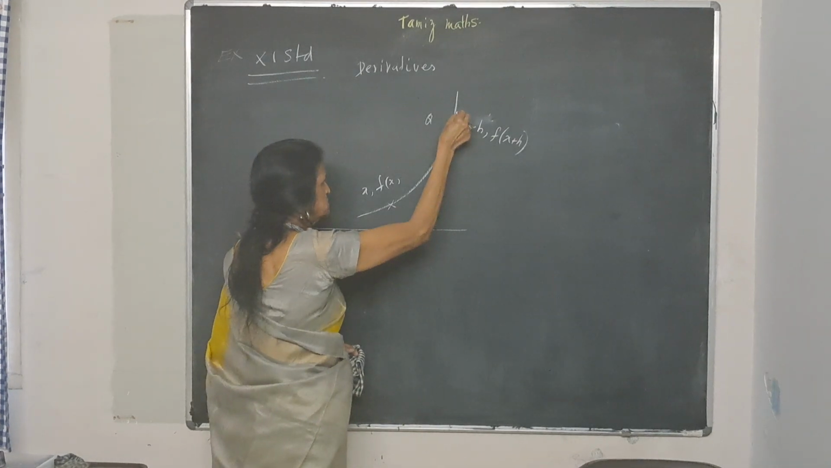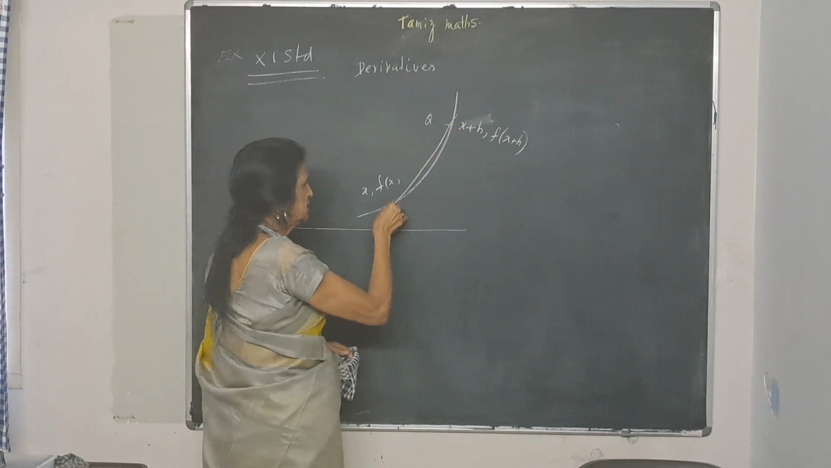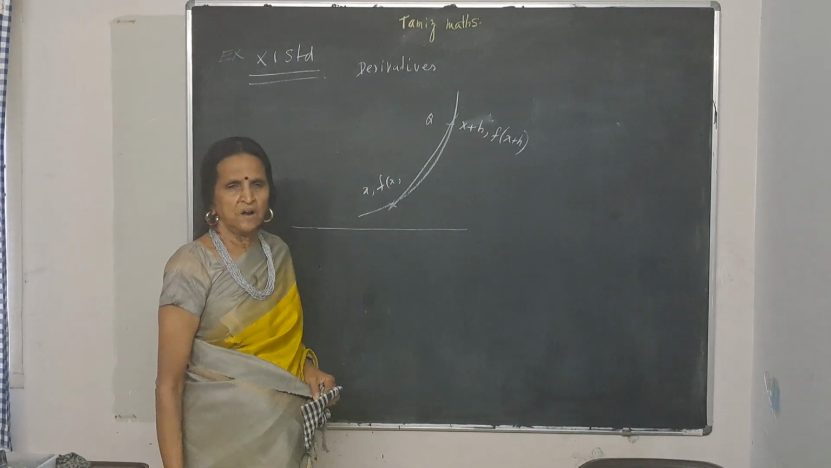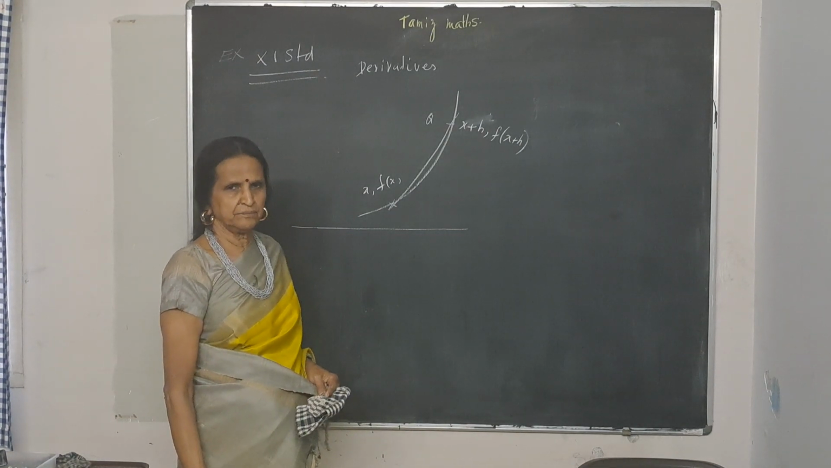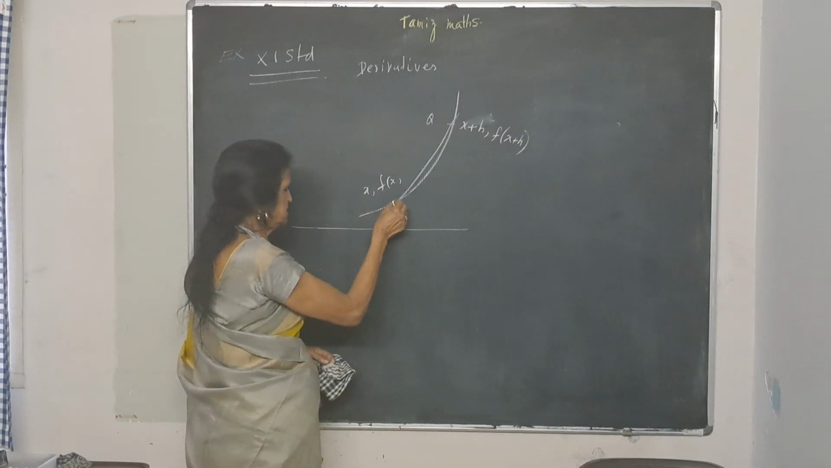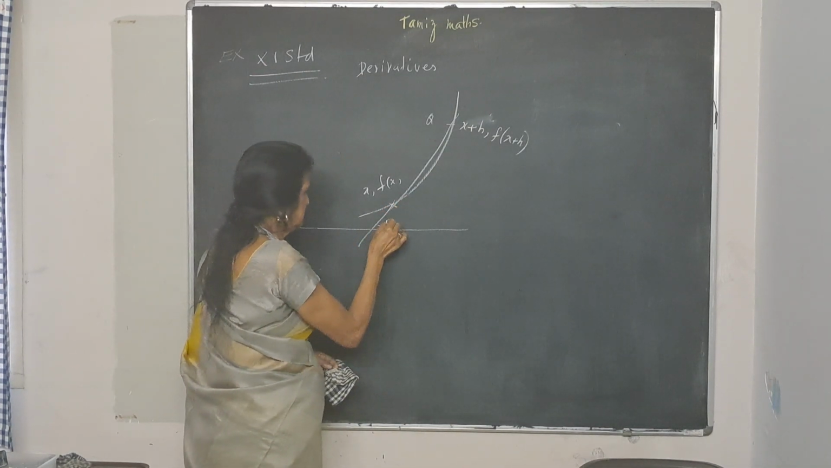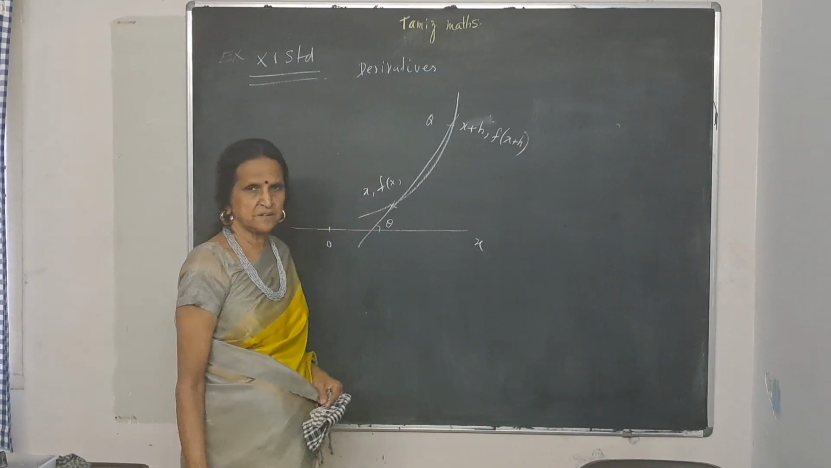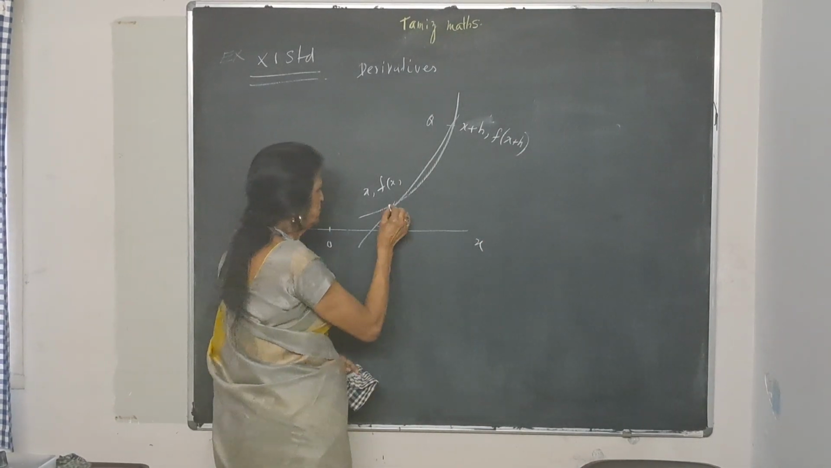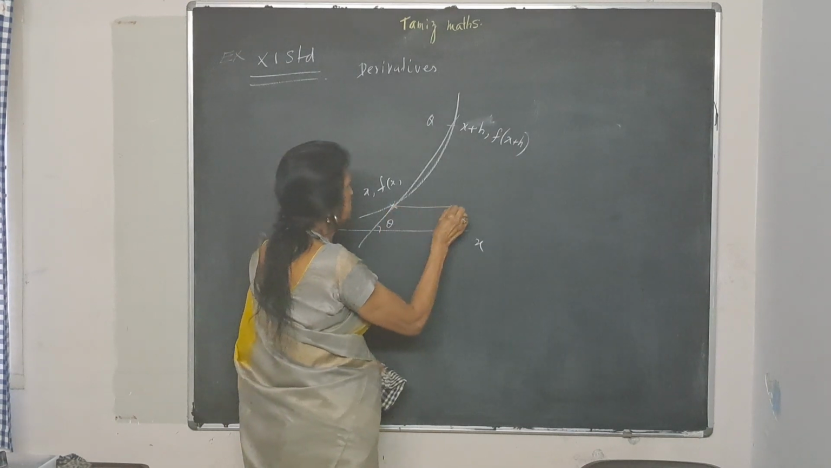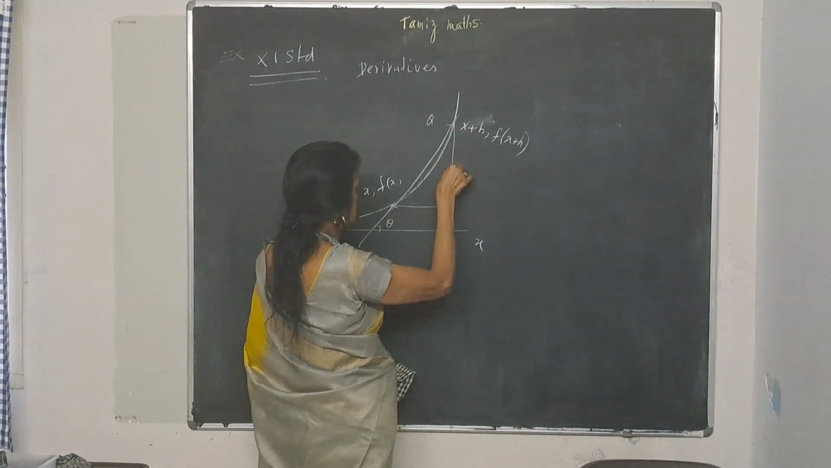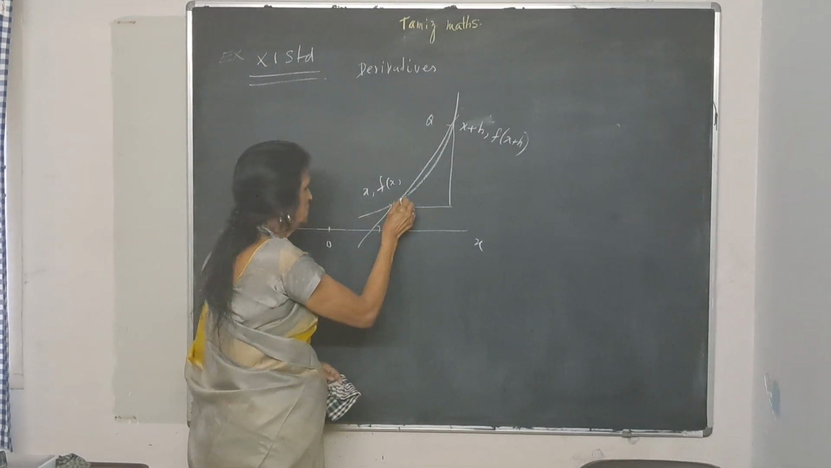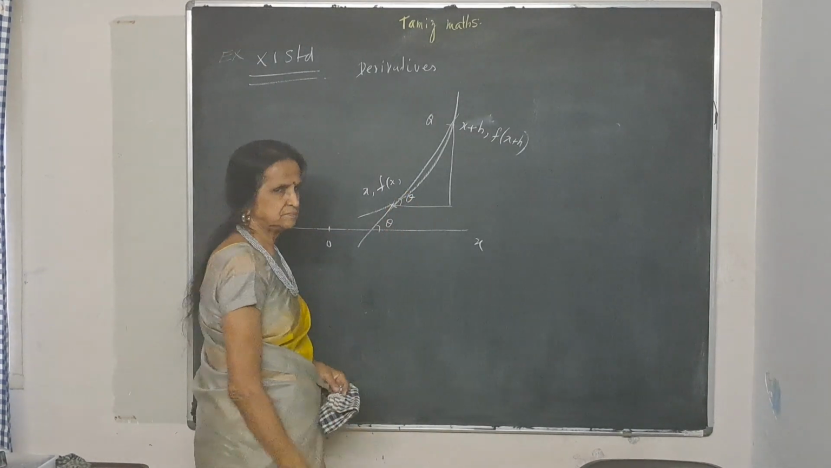Join PQ. This is a secant line. It's a chord, no? The chord is a secant line. This angle is theta, let's say this is OX. Now from here, you draw parallel to x-axis, and from here you draw parallel to y-axis. This angle also will be theta.